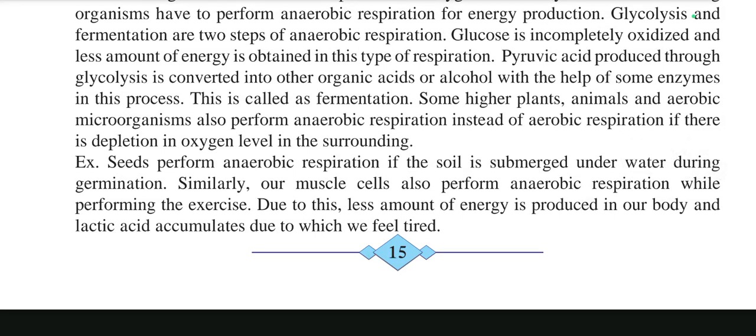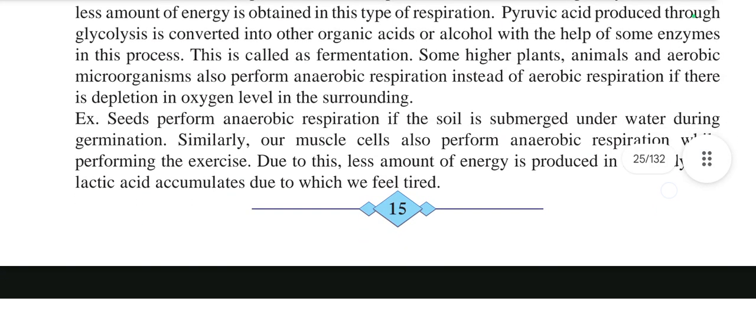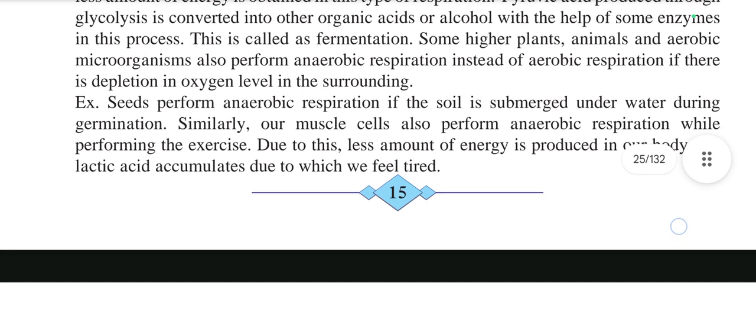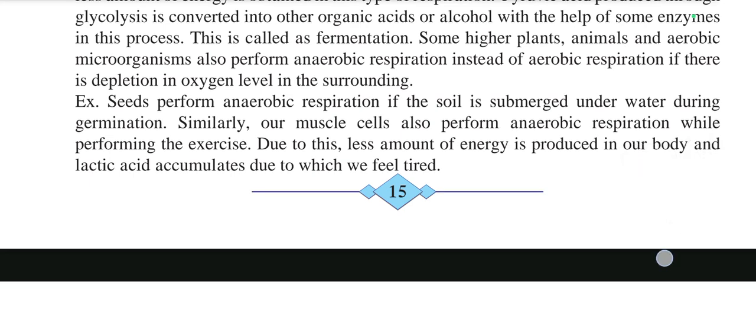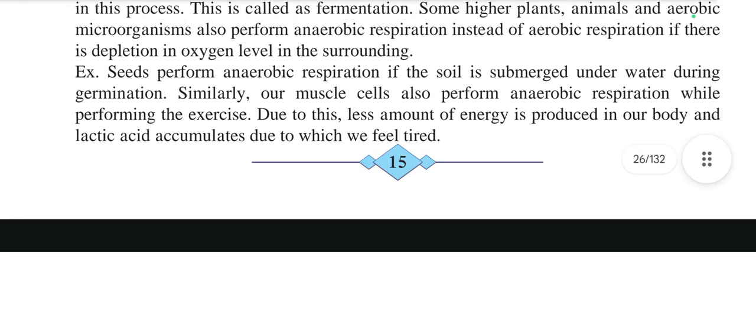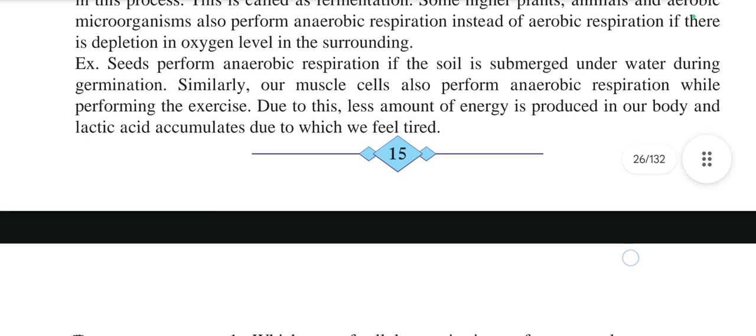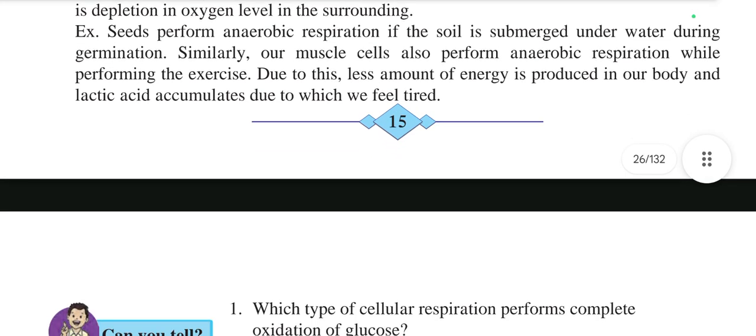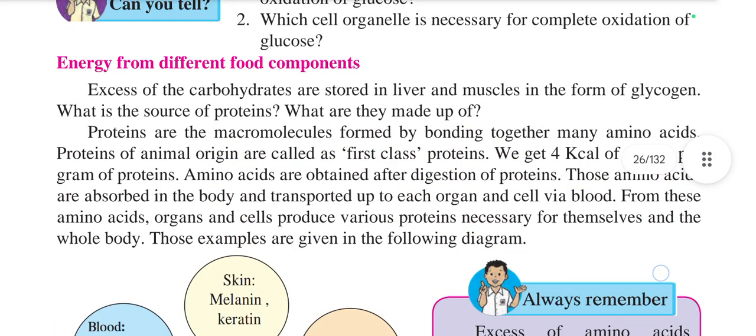In the exam they will ask what is meant by fermentation. At that time you have to write that pyruvic acid produced through glycolysis is converted into other organic acids and alcohol with the help of some enzymes, and this process is called fermentation. With the help of fermentation, bakery products are formed. That is the use of fermentation. Seeds perform anaerobic respiration if the soil is submerged under water during germination. Similarly, our muscle cells also perform anaerobic respiration.